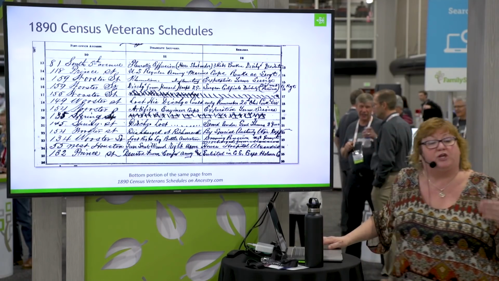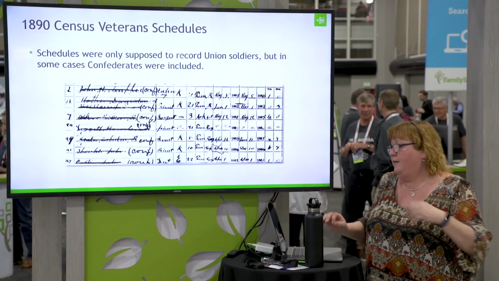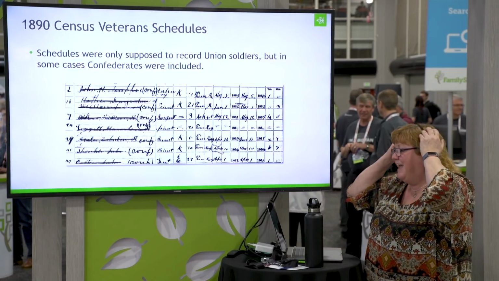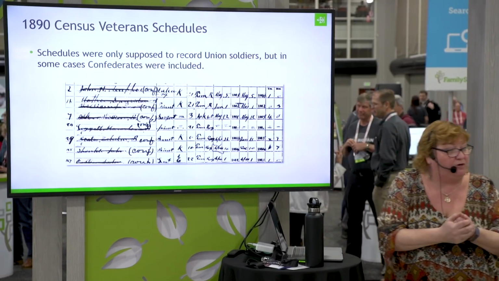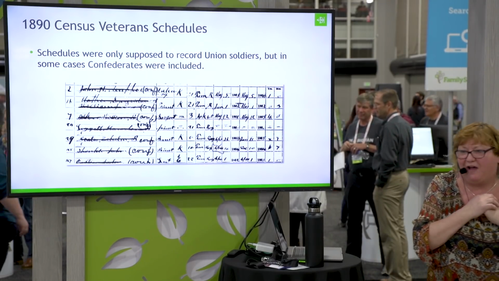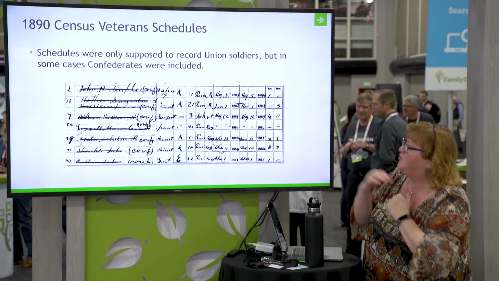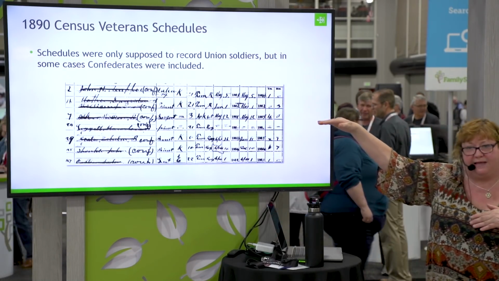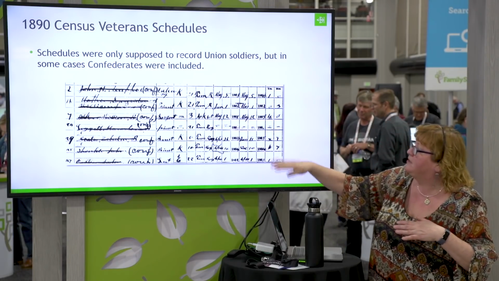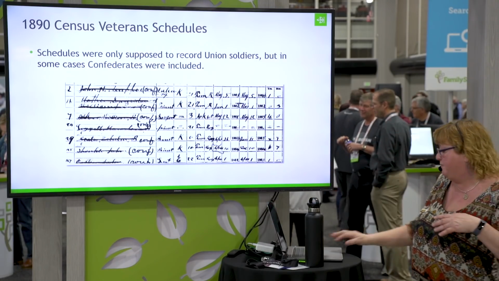Now, originally, only Union soldiers were supposed to be recorded. But fortunately for us, some of the census takers didn't follow the directions. So you see, these are all listed as Confederate. They're lined out, but we've tried to go in and index them so that you can find them as well. And again, you'll find that same type of information.